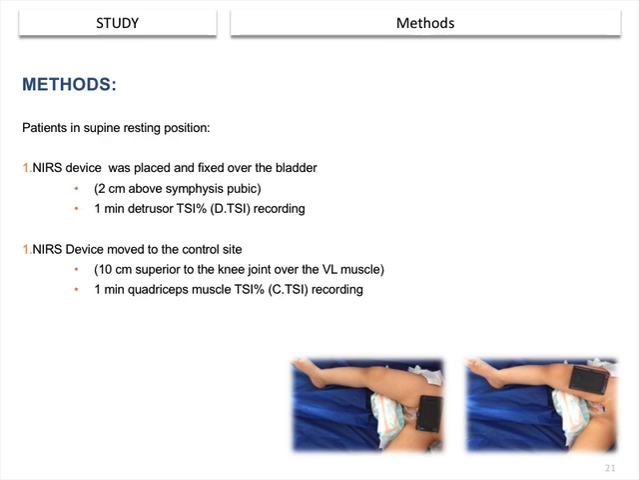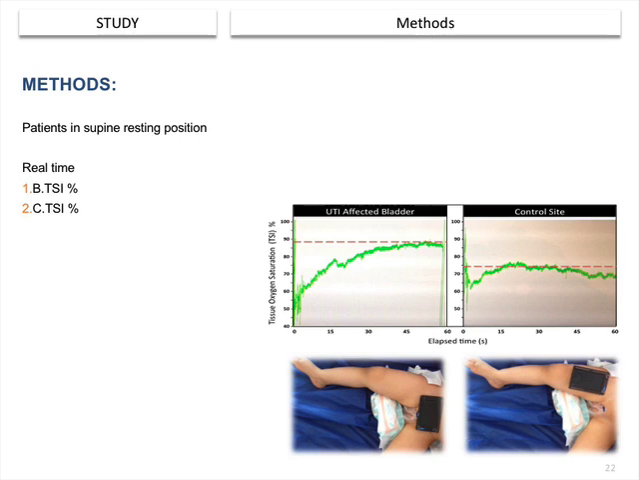The method was very simple. In a supine position, we first put our sensors over the bladder, fix it there for 1 minute and collect the data in real time, and then move the sensor over the thigh muscle as the control zone and collect 1 minute of data. We actually look at the TSI percentage of the bladder wall and the control side, the vastus lateralis muscle.